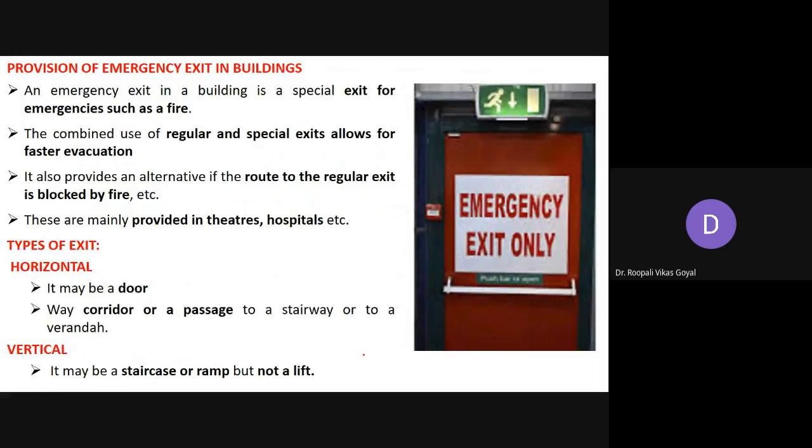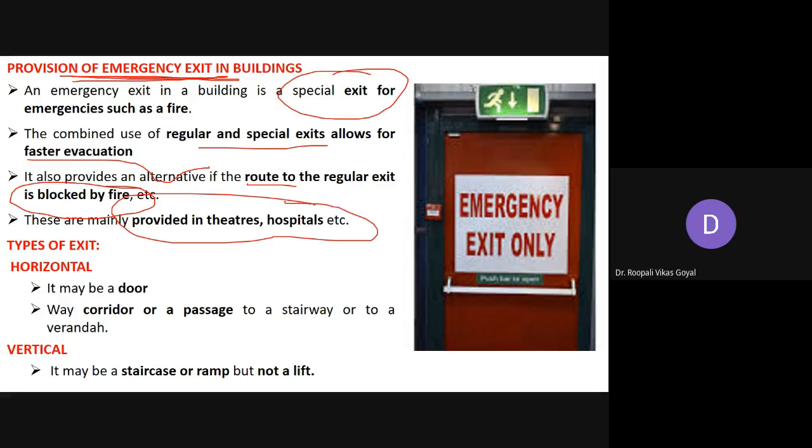So this provision of emergency exit in building, that is the major requirement for important buildings which are fire resistant. Okay, so this exit, that is a special exit that is to be provided, and the combined use of regular and special exit allows the faster evacuation. Normal exit होता है, but emergency exit should always be there, and this route, whatever that route it is given, it should not be blocked by fire whenever fire takes place. So generally it is always provided in theater and hospital. So this is a must in all the important buildings.